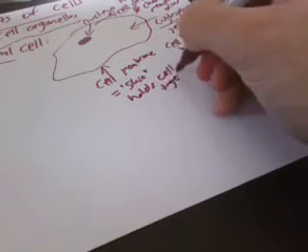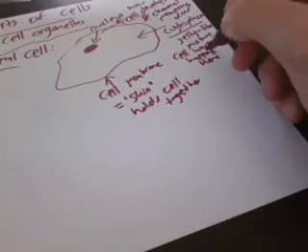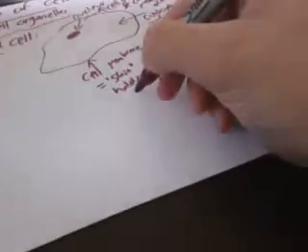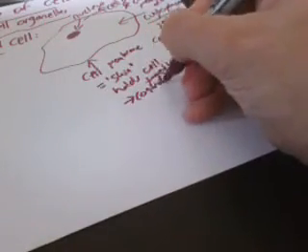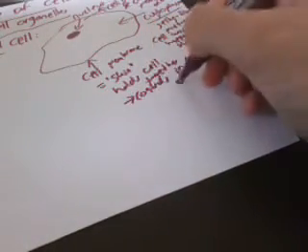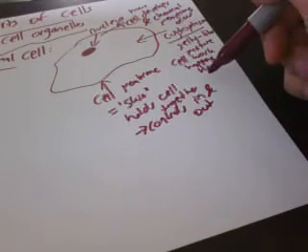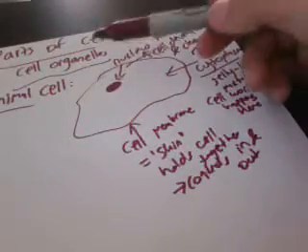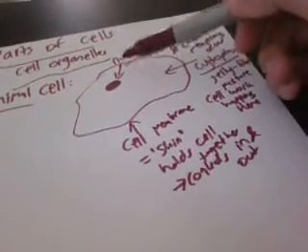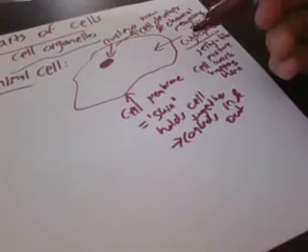It keeps the cell round and holds it together. It controls what comes in and what comes out. That's the cell membrane. You can see this using a light microscope. So that's a cell.